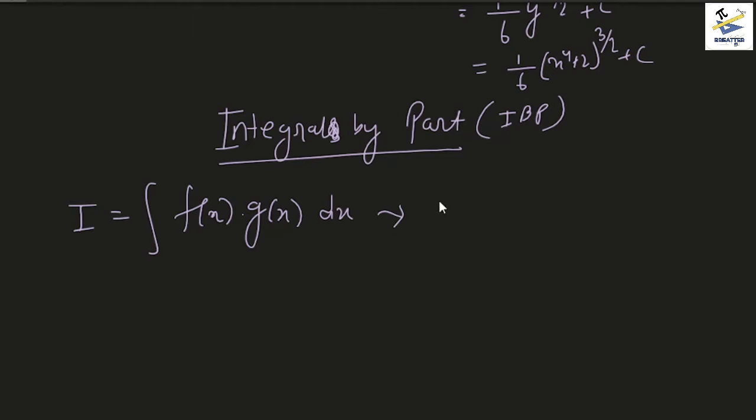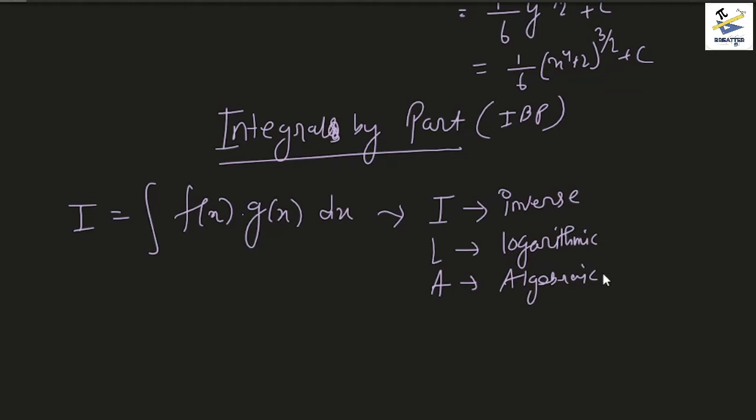The rule is something like this. The rule is called ILATE. I for inverse functions, L for logarithmic functions, A for algebraic functions. Algebraic functions means functions of polynomials like x cube, x to the power 4 plus 2 and something like that. Logarithmic is involving log, inverse is involving sine inverse x, cos inverse x, tan inverse x, like that. So the inverse trigonometric functions. T is for trigonometric, and E is for exponential.